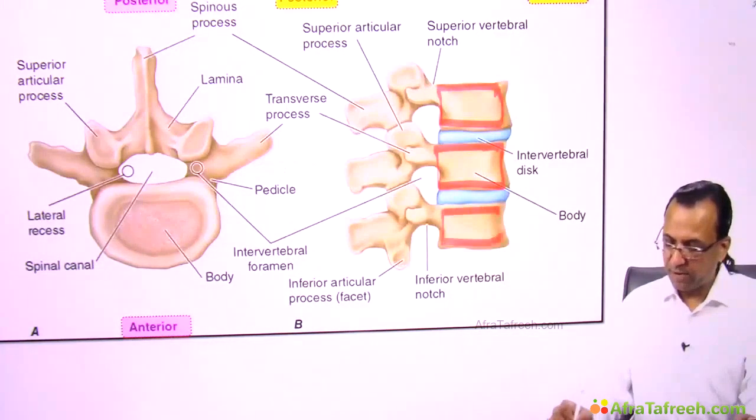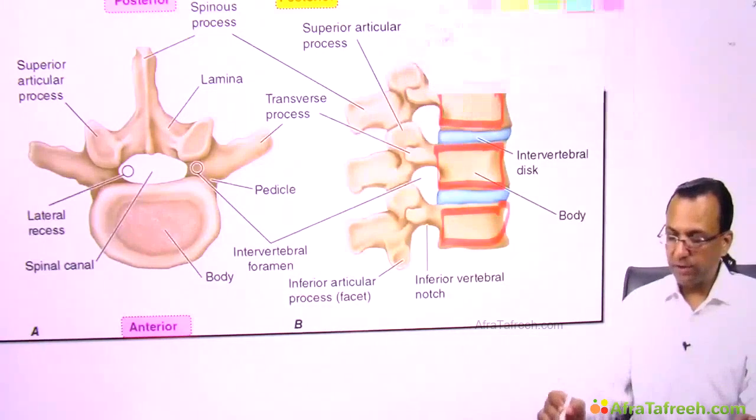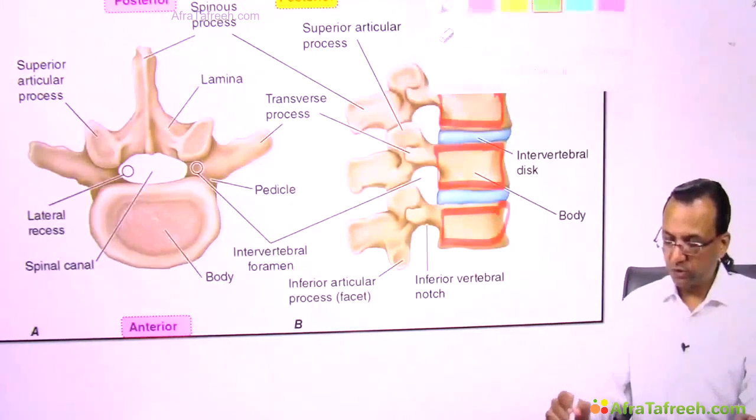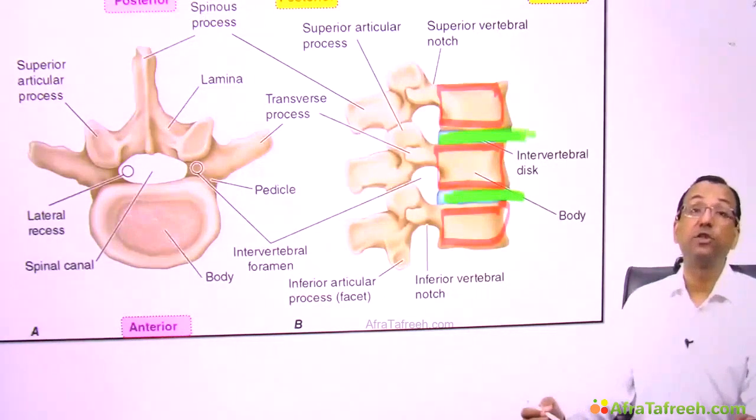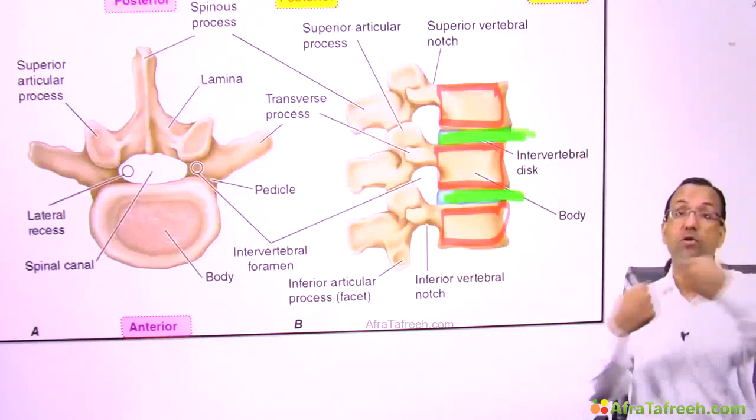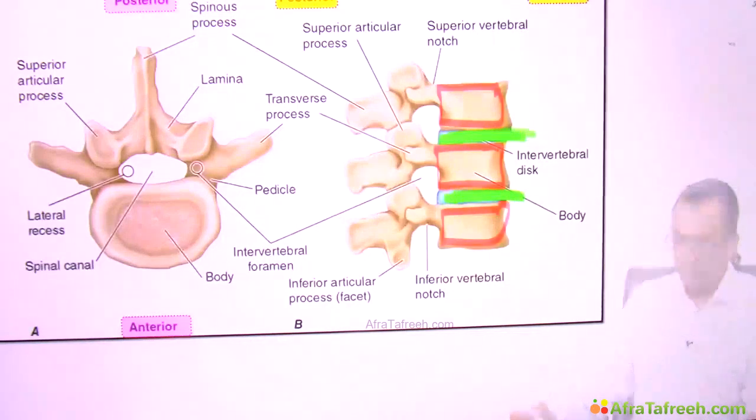What is between the bodies? You know what is between the bodies? It is a shock absorber. Who is this shock absorber? The intervertebral disc, a fibrocartilage. You remember: bone, shock absorber, fibrocartilage.